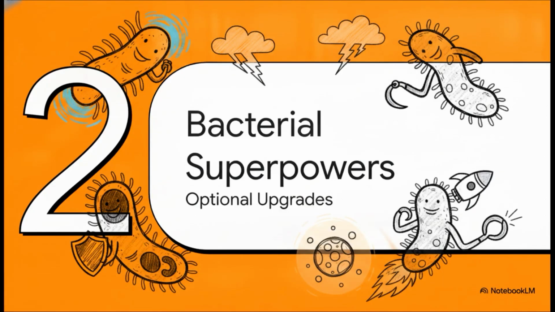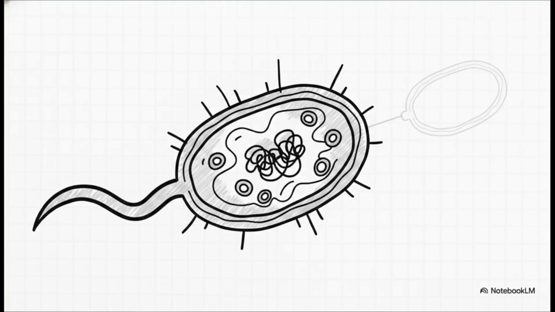Moving right along to Section 2, Bacterial Superpowers, Optional Upgrades. Now, not all bacteria are created equal. Some actually come with these absolutely incredible optional upgrades. They might sport a capsule, that's a thick polysaccharide shield protecting them from drying out, or it even stops antibiotics in their tracks. Then you have plasmids. These are quite literally biological cheat codes.